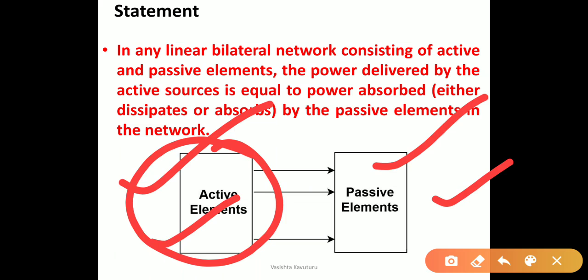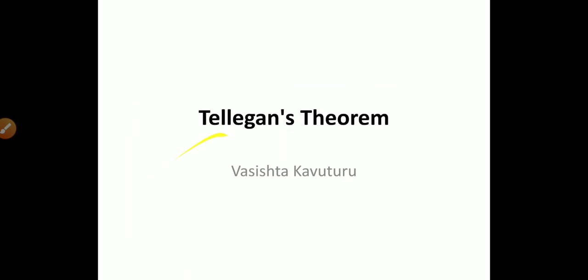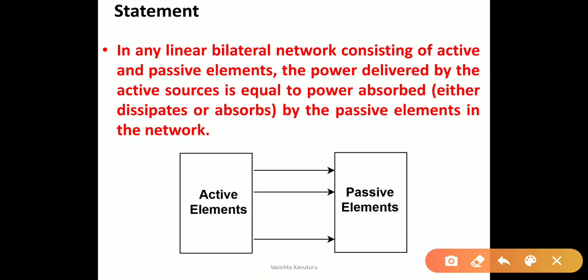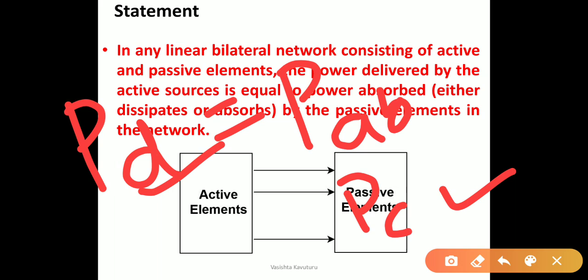We know the active elements are nothing but voltage sources, current sources, batteries, etc. Passive elements are nothing but RLC elements. So whatever power is generated or delivered by these active elements should be equal to the power consumption or power absorption in the passive elements. So power delivered is equal to power absorbed, or power consumed, that is dissipated.